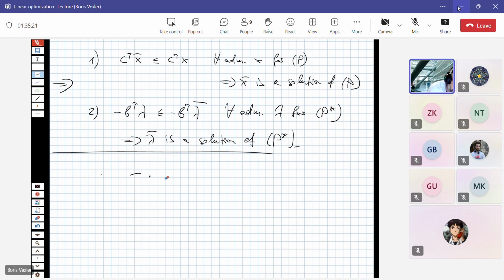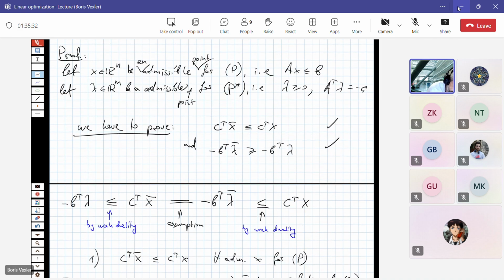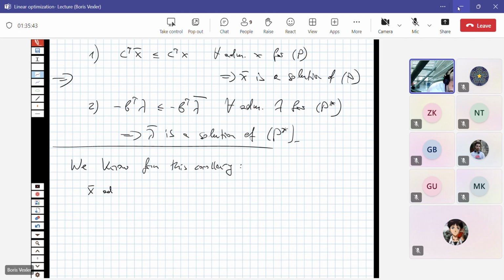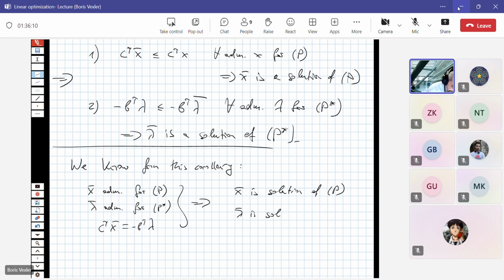Let us try to write this down. We know from the previous theorem, from this corollary, yes, it was called corollary, that if X bar is admissible for P and lambda bar admissible for P star and C transpose X bar is equal to minus B transpose lambda bar, then we know X bar is a solution of P and lambda bar is a solution of P star. This is what we know.